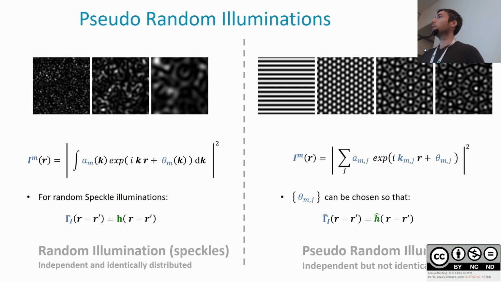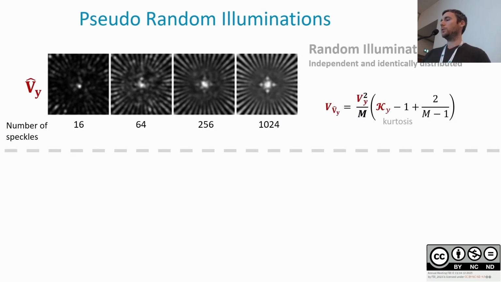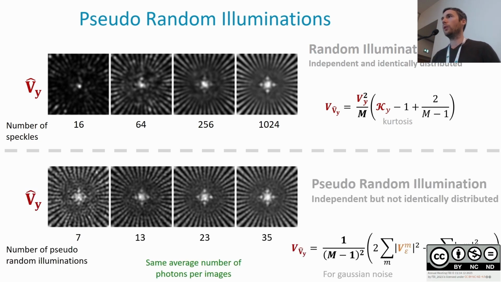Some are not new actually, but we have patented this idea so that basically we can create sets of illumination that we can project on the sample, and we will see that we can mimic some property of the speckle while reducing the number of images we need. So for instance, I can show you the same simulation just as before with a random speckle, and now with this kind of pseudo-random illuminations. And you can see that even with just 7 illuminations, you already have a quite good variance image.